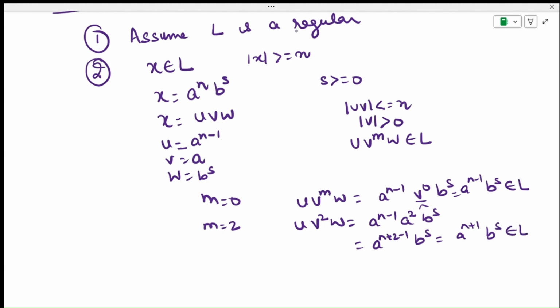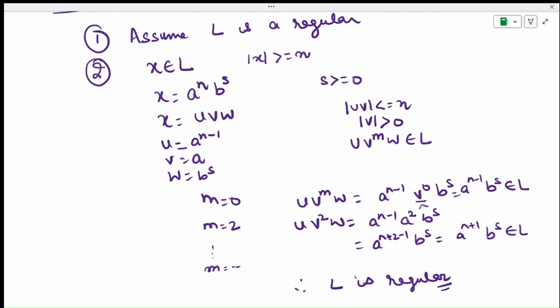Now you can check that for any value of m, the resulting string is in L. We are not getting any contradiction. And if we do not get any contradiction, it means our assumption is true and the language L is a regular language. So I say that L is regular. We could not find any single exception which is not in the language L by applying the pumping lemma.